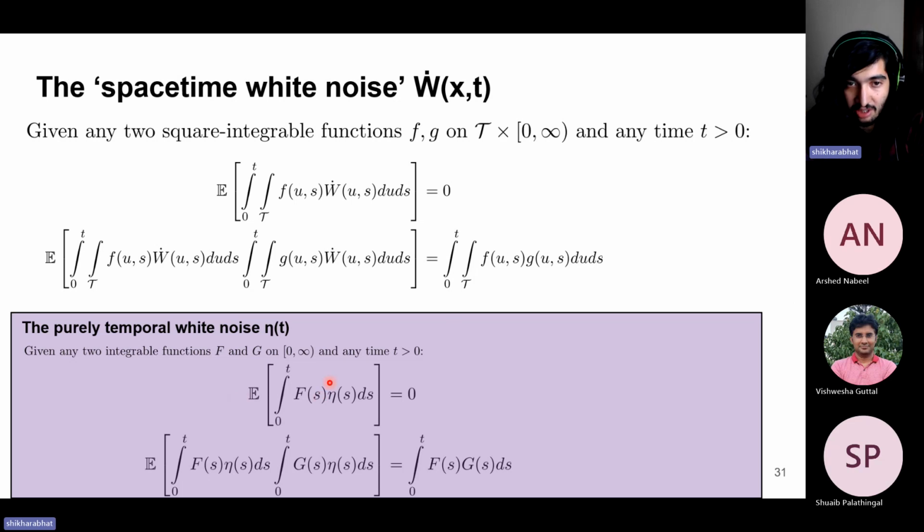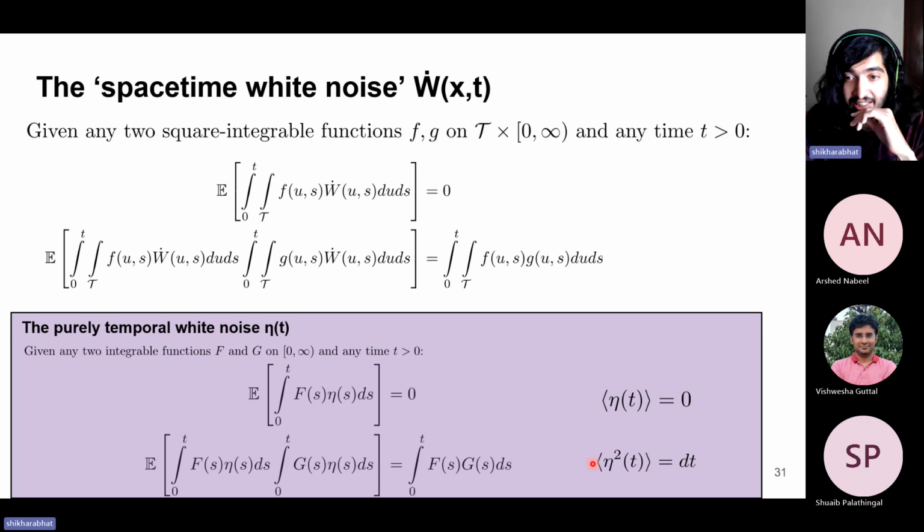If I take an expectation of integral of f times eta, I get 0. And if I have two functions f and g and I take this product of integrals, I should get integral of fg ds. In physics literature, this is not the definition you typically see. The definition you typically see is what happens if I put f equals g equals 1 here, which is eta of t is expected to be 0, and eta square of t, which is an informal way of writing integral eta as integral eta square, is dt.